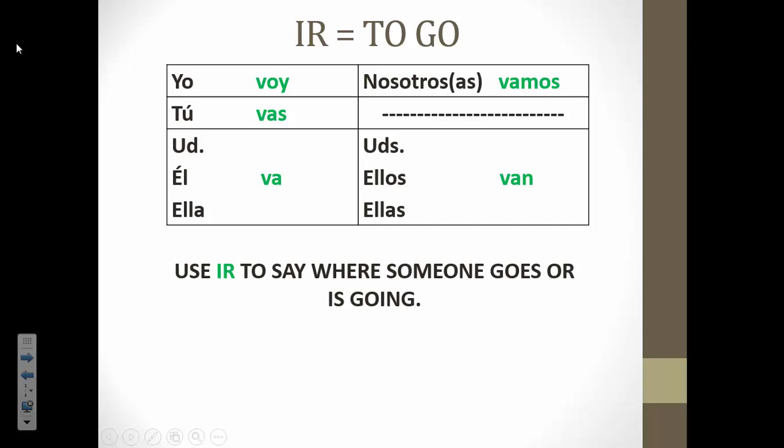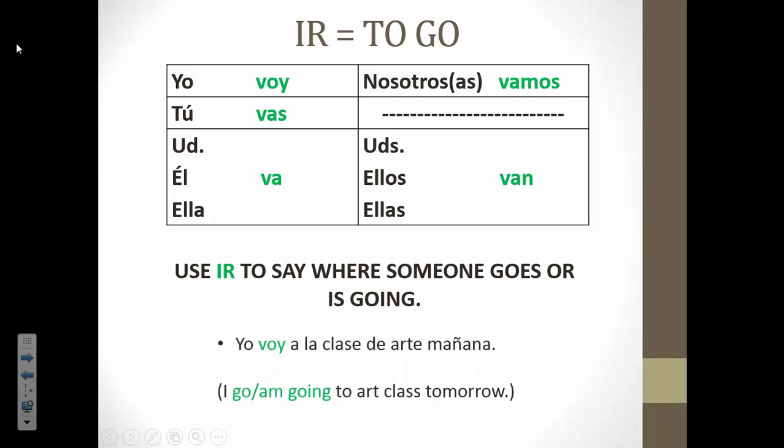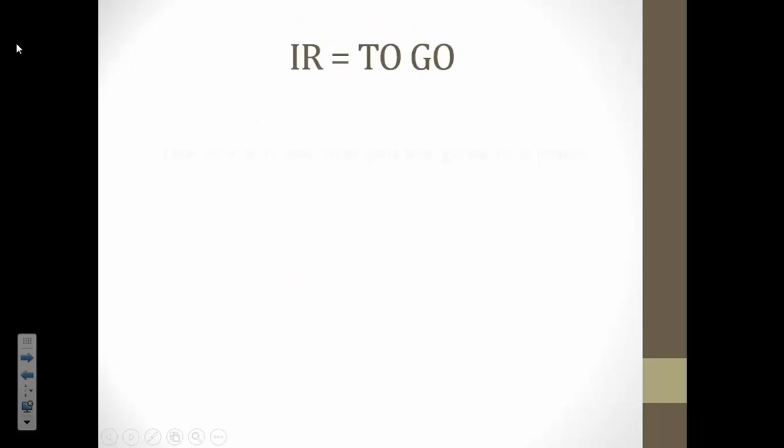Use ir to say where someone goes or is going. So for example, if I say, yo voy a la clase de arte mañana, I'm telling you I go to art class tomorrow or I am going to art class tomorrow. So remember, yo voy means I go or I am going.